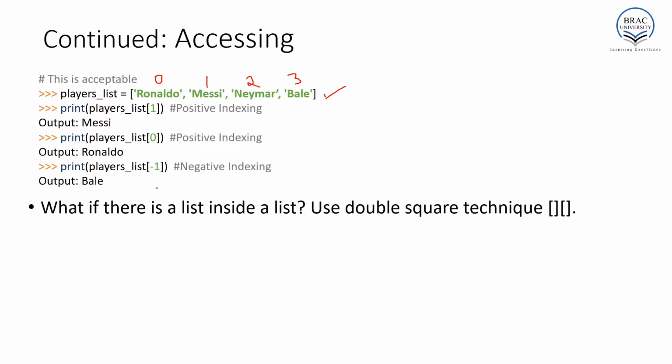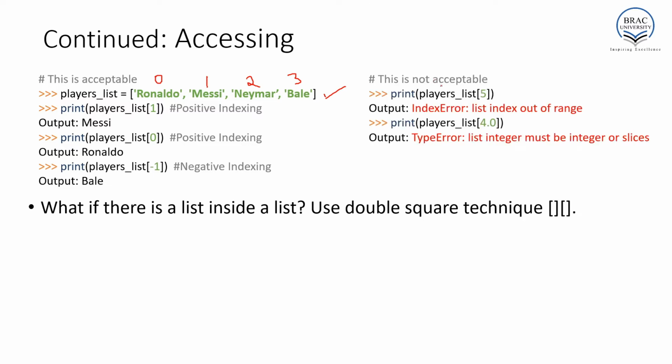Let's look at an interesting example. What if there is a list inside a list? How would we access that? For that, we need to use the double square technique. And one more thing, this you know too from the last video. If you give an index outside this range, you will get an error. So my range was from 0 to 3, I gave here 5, so this is an error. We also know the indexes or positions must be in integers. We have given here floats, so this is also an error. Now coming back to this double square technique.